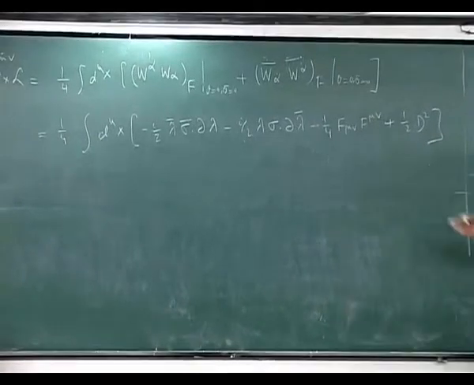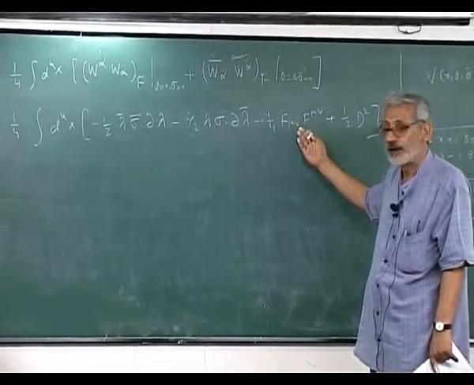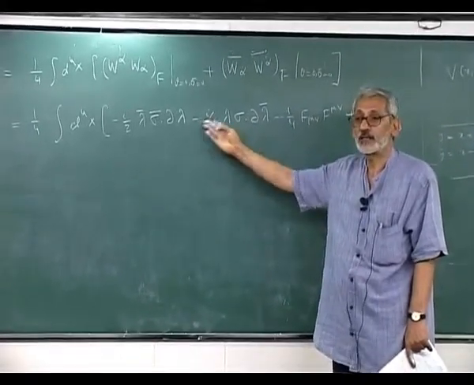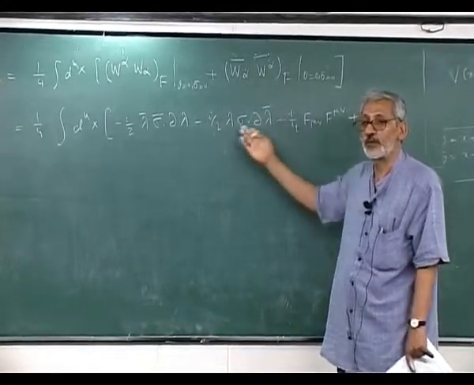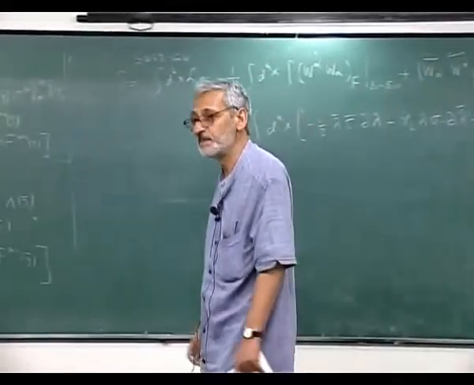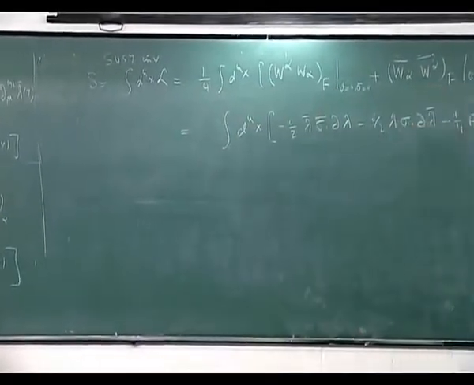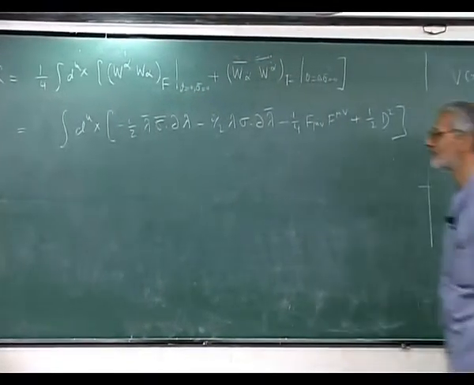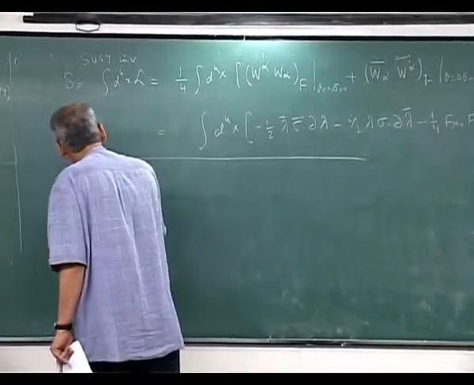So this is a theory of a Maxwell gauge field and a chargeless Majorana field, which is supersymmetrically invariant by construction. Okay, I think that completes this, but I'll give you an exercise.